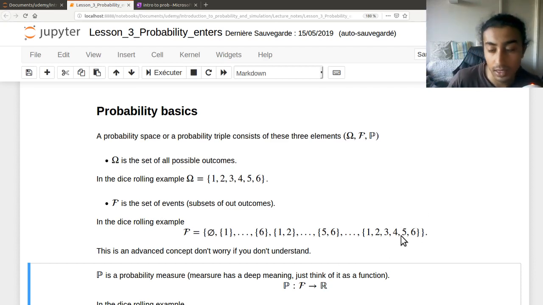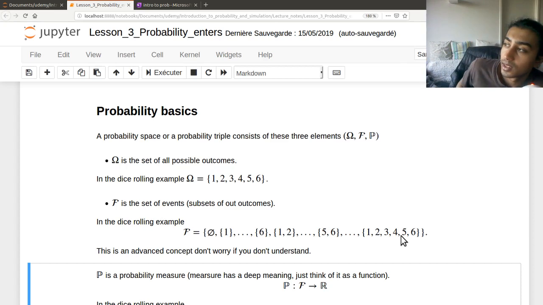It's called a sigma algebra or whatever. I wouldn't worry too much about it. It's a very advanced topic. Just know that this is bigger than this. In this course, you won't be dealing with this, but it's good for completeness, I guess.